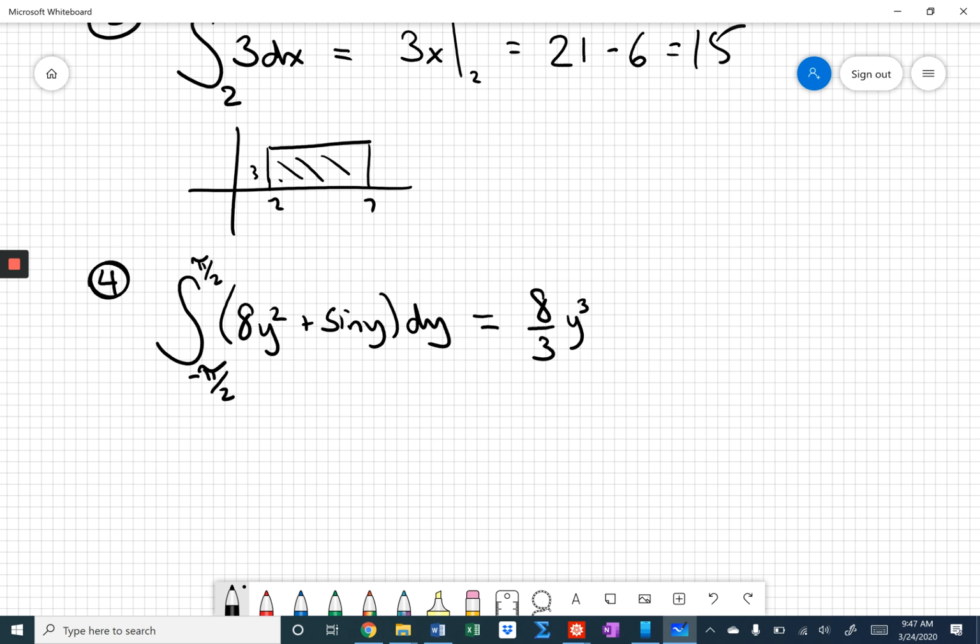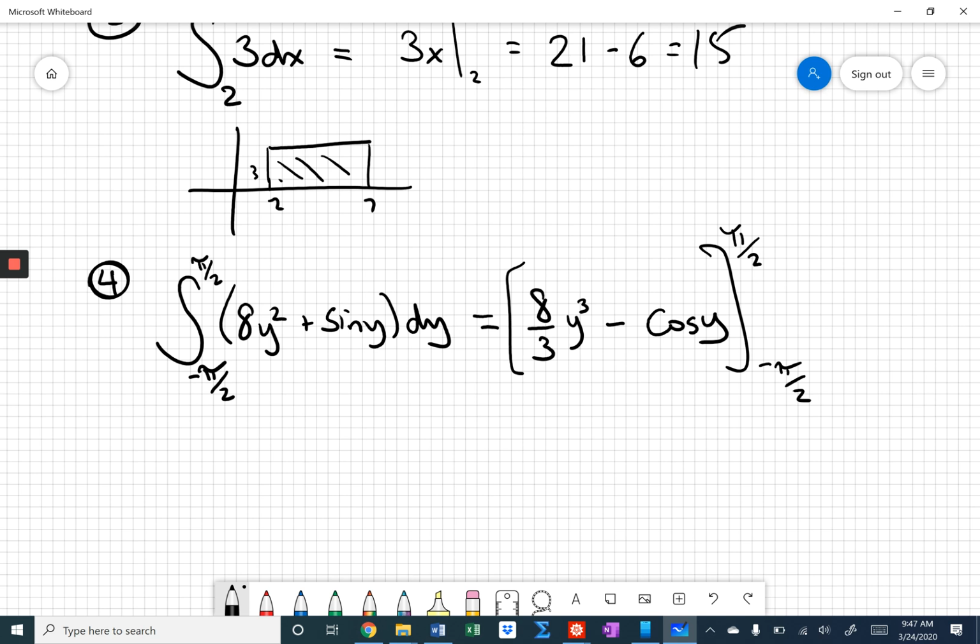And then the antiderivative of sine, well, the derivative of cosine is negative sine, and this is positive. So I'm going to need the opposite here. This is cosine, again, derivative of cosine is negative sine. I need to multiply by the negative to make this a positive over here. And then I need to evaluate this from negative pi over 2 to pi over 2.